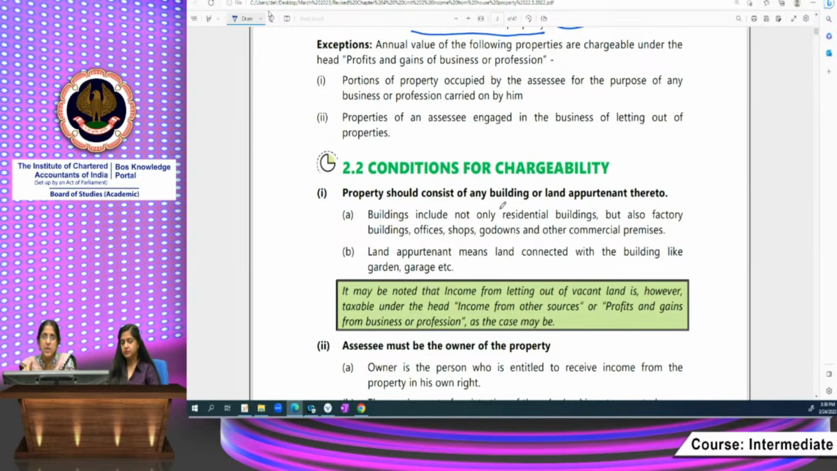Even if I don't let it out, I'm going to keep it self-occupied for a period of 2 years from the year of completion of construction. There is no chargeability to tax, but after that, that annual value will be chargeable, even if you don't let it out.